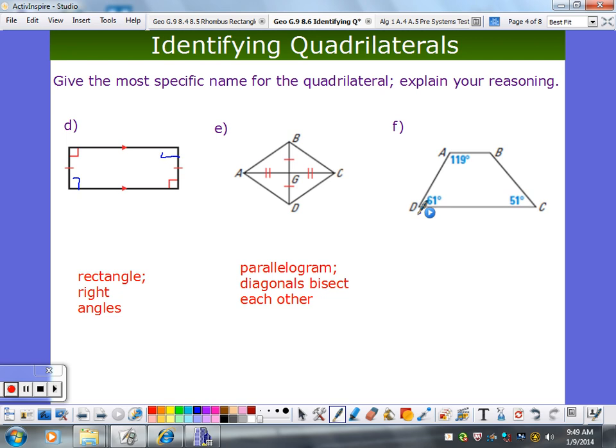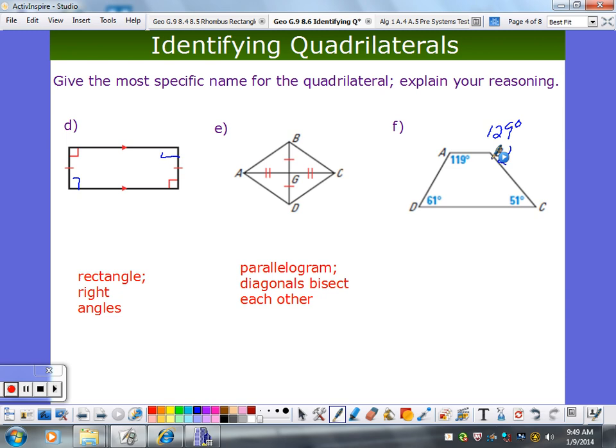Right, so these aren't congruent. I need to figure out if something is parallel. How can I do that, based on what I know? Well, I think the first thing you want to do is find angle B. Can I find angle B? If the whole thing is 360, and I know 3 of the angles, what's the fourth angle? 129.